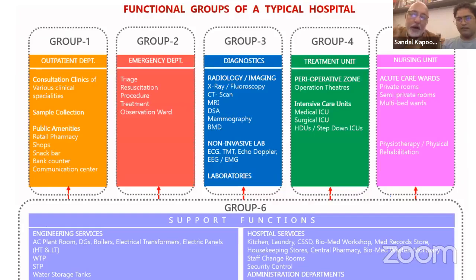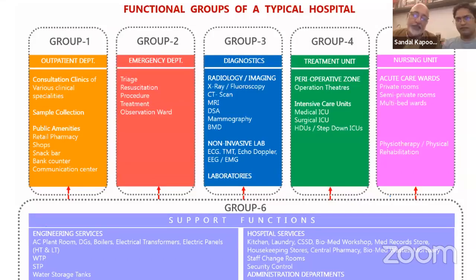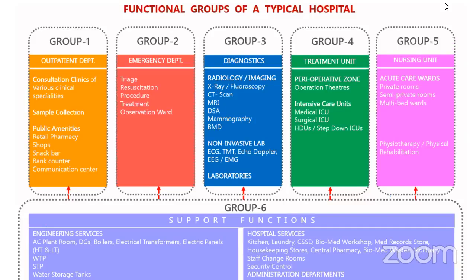Then we have the hospital services, the medical supports, hospital services like kitchen, laundry, CSSD, biomedical workshops, medical records departments, housekeeping stores, central pharmacy, biomedical waste, mortuary, staff changing rooms, security, central command and control stations, administrative departments, the medical superintendent and the directors and the administrators, so various management people.